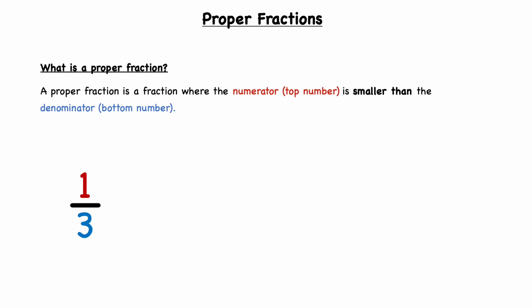Other examples of proper fractions include 3 over 4 or 5 over 9. It doesn't matter how large the numbers are, as long as the numerator is smaller than the denominator, it's a proper fraction. Now let's move on to improper fractions.